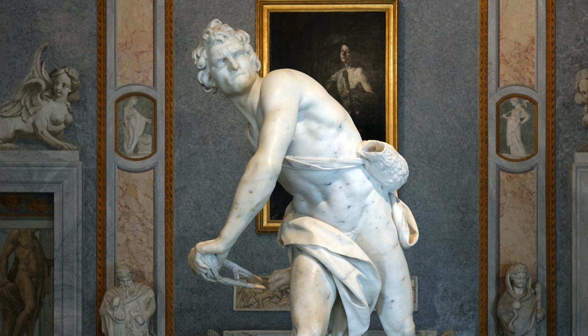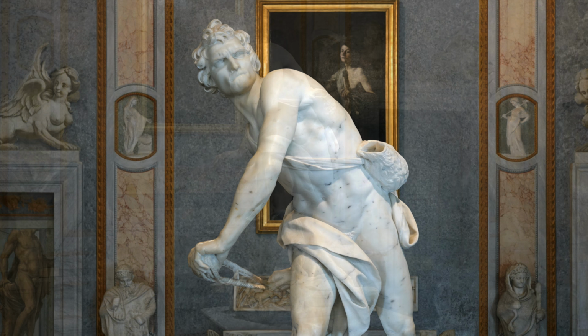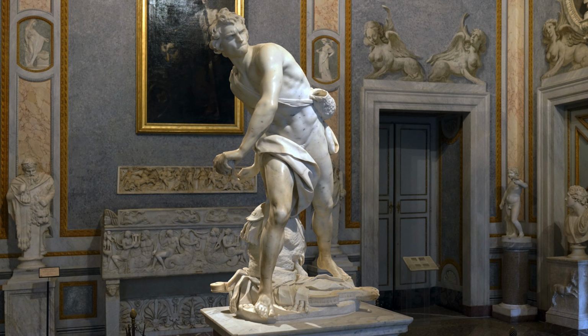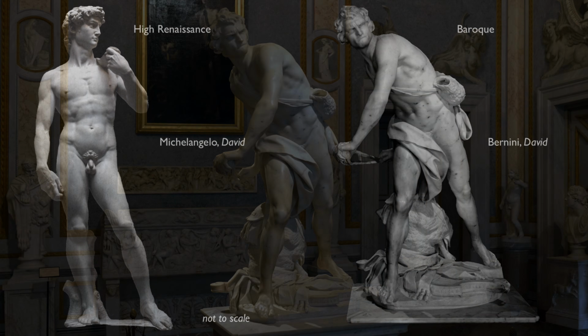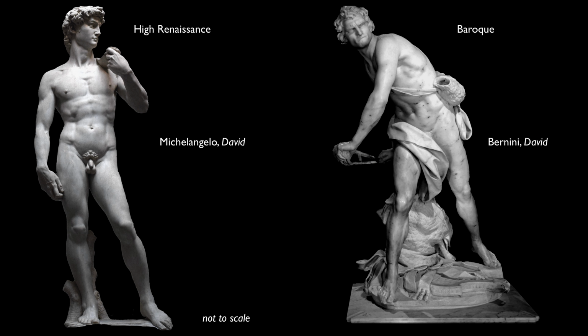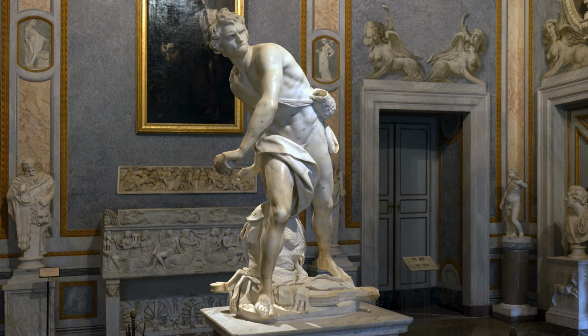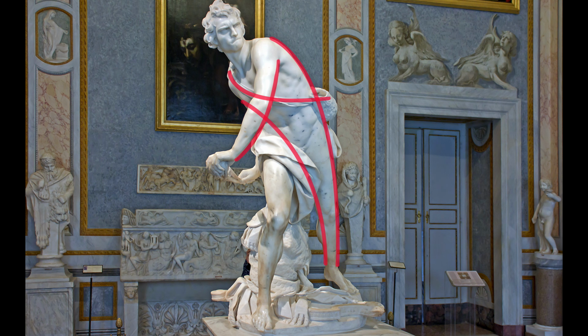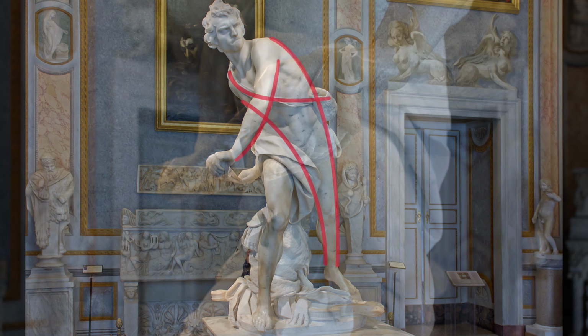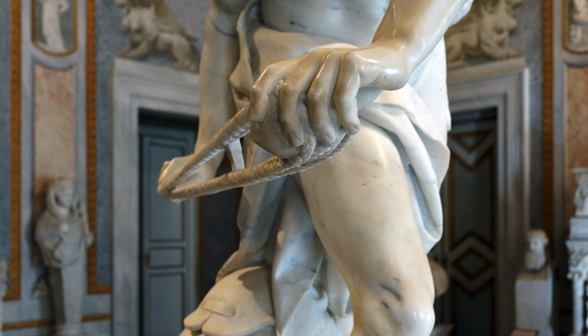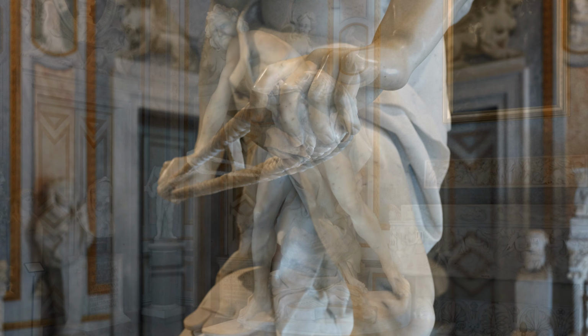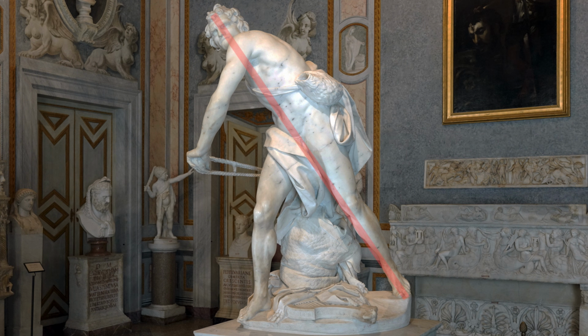Bernini is able to activate the space around the stone. That's one of the big differences between the High Renaissance and the Baroque. With Michelangelo's David, we are very separate. We contemplate his ideal beauty, but here we're emotionally, bodily involved. Look at the torsion in David's body, the way he's twisted and is about to spin that rock and unleash it. The body crosses itself, which is not something we see in Michelangelo's David, and the body forms this diagonal line that has so much energy.